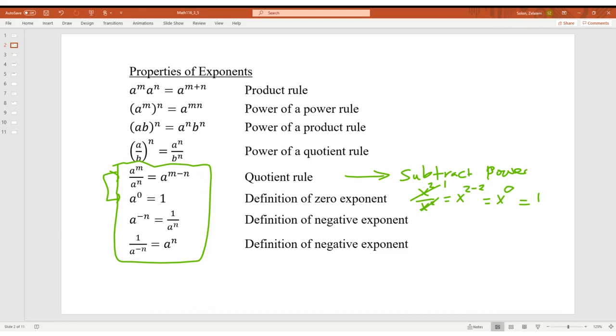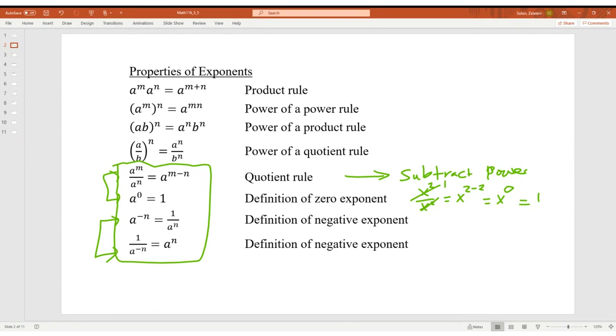Okay. Now the next one says a to the power of negative n equals 1 over a to the power of n. If you have a negative exponent in the numerator, it goes to the denominator and becomes positive. To the contrary, if you have a negative exponent in the denominator, it will go to the numerator and becomes a positive exponent. So these two say if you have a negative exponent, it goes to the denominator and becomes positive. If you have a negative exponent in the denominator, it goes to the numerator and becomes positive.